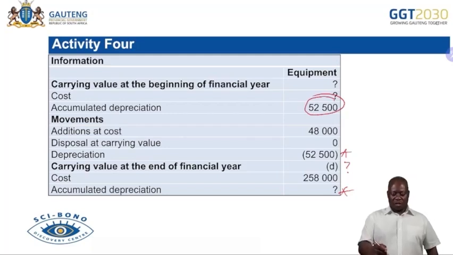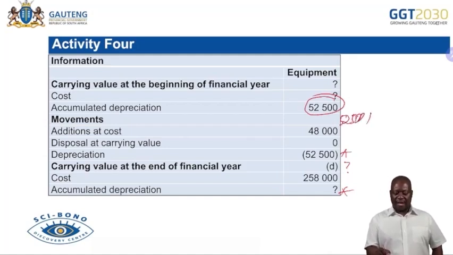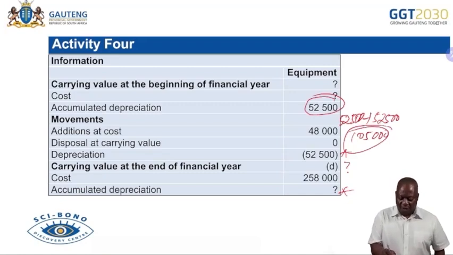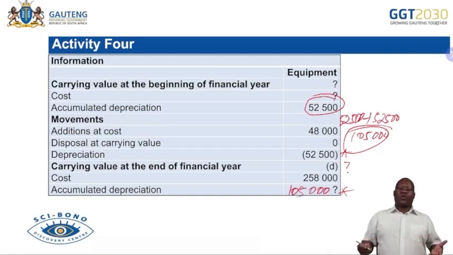So we have got those two uniform figures. So we need to add these two together. In other words, 52,500 plus another 52,500. And then this is going to give us something like 105,000. Now, this is our accumulated depreciation. This is the figure that should appear here, 105,000. So, how do we find D?